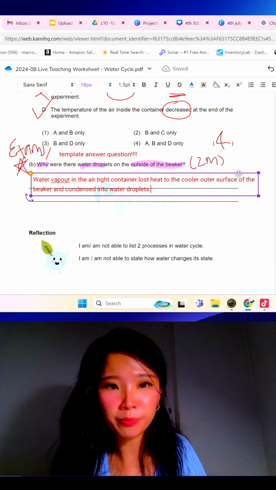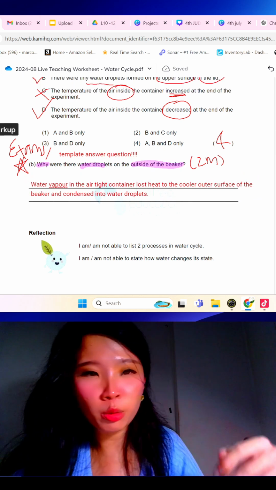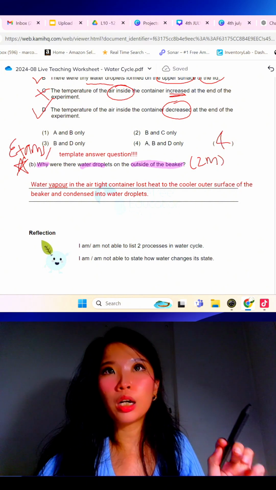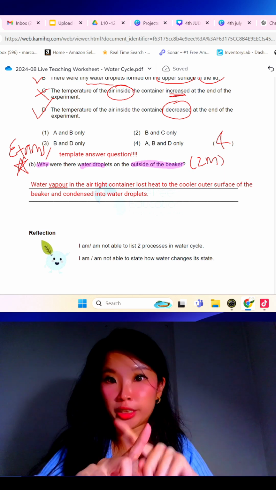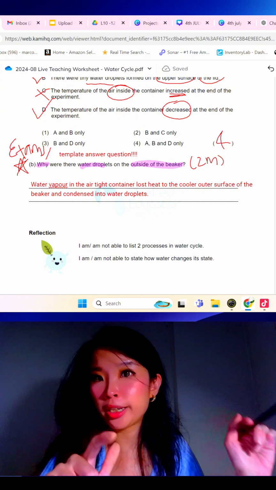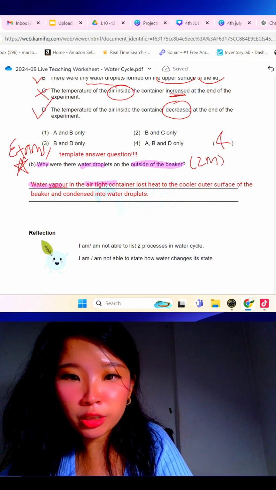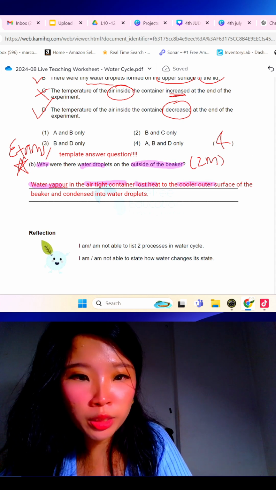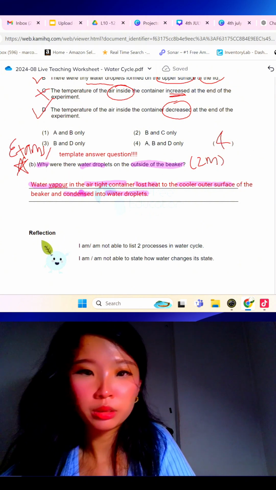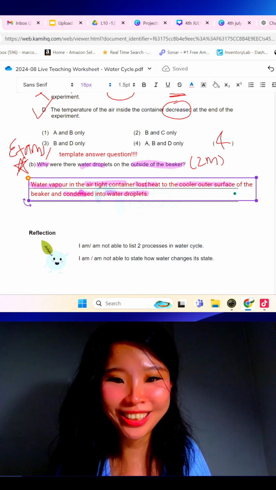Okay, take note now. What are the keywords they are looking for? Always remember, the teacher will always look for keywords. If you write water gain heat, it's wrong already because there's no water gaining heat. You must know that moisture in the air means water vapor in the air. So: water vapor in airtight container, lost heat, cooler outer surface, condensed, water droplet. Yes, lost heat, sorry.